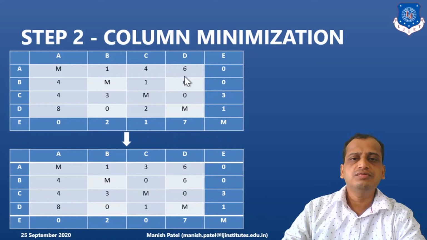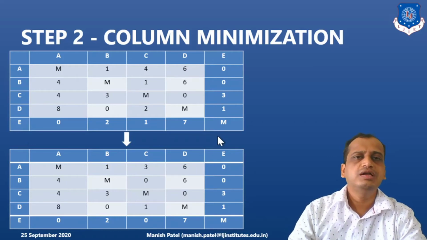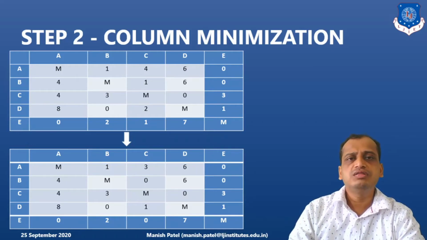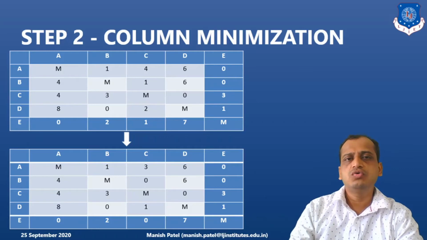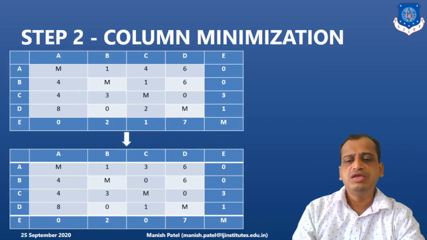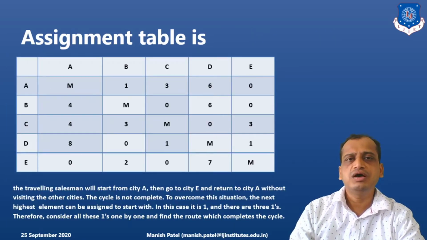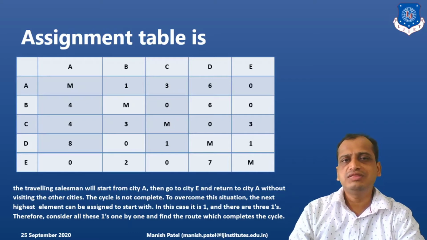In the D column we have 0 as the minimum element, so we cannot do further minimization. E has the same situation. So finally we have done the column minimization as well. Clear? What is the next step? As we cannot do further row and column minimization, we have to do the assignment. So let's start with the assignment one by one.